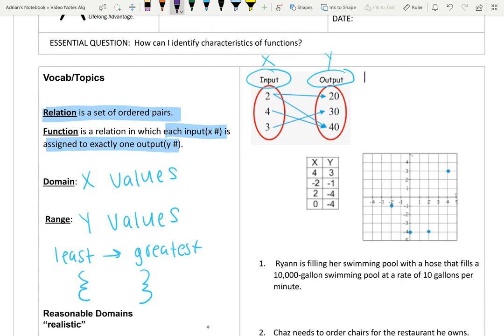So let's start with the domain. And I'm just going to put D for domain, and then I'll put R for range. So starting with our domain, again, it's just the x values, so it's whatever is there on the left side. So I have 2, 4, and 3 right here, and I just need to write those in order from least to greatest. So my domain would be 2, 3, 4.